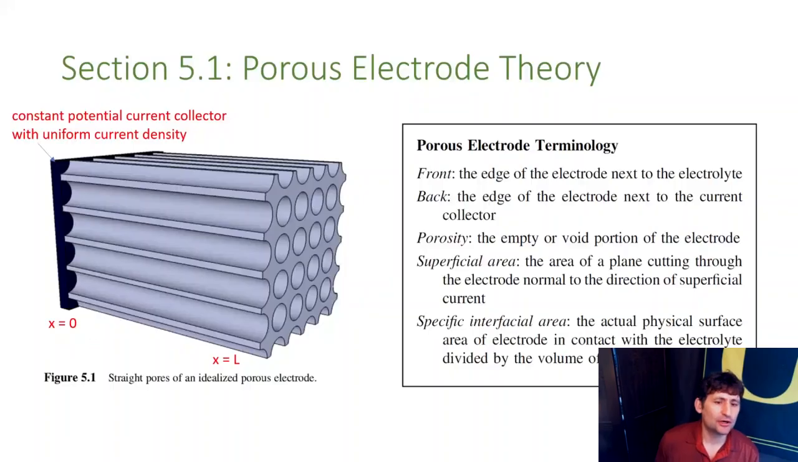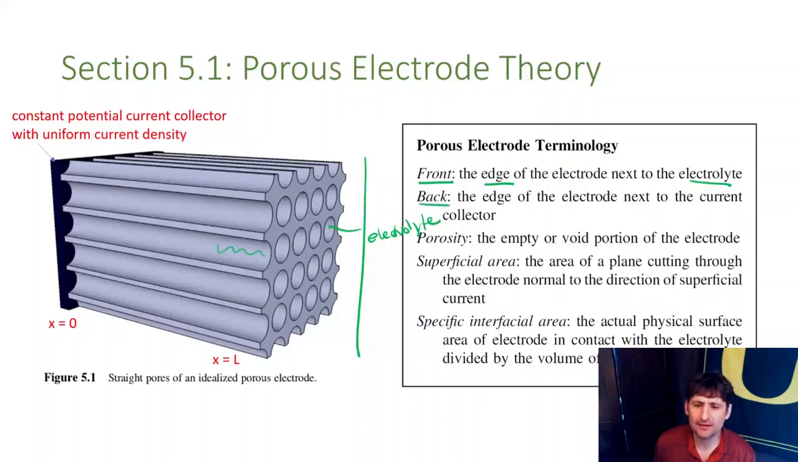Here is our schematic of a porous electrode, our idealized architecture. We're going to define the front of the electrode as the edge of the electrode that's next to the electrolyte. So we're going to think about the electrolyte over here, okay? And the electrolyte is permeating into the pores. The back of the electrode is the edge of the electrode next to the current collector. We call this the current collector because it is where either the electrons are coming from or the electrons are going into the external circuit.